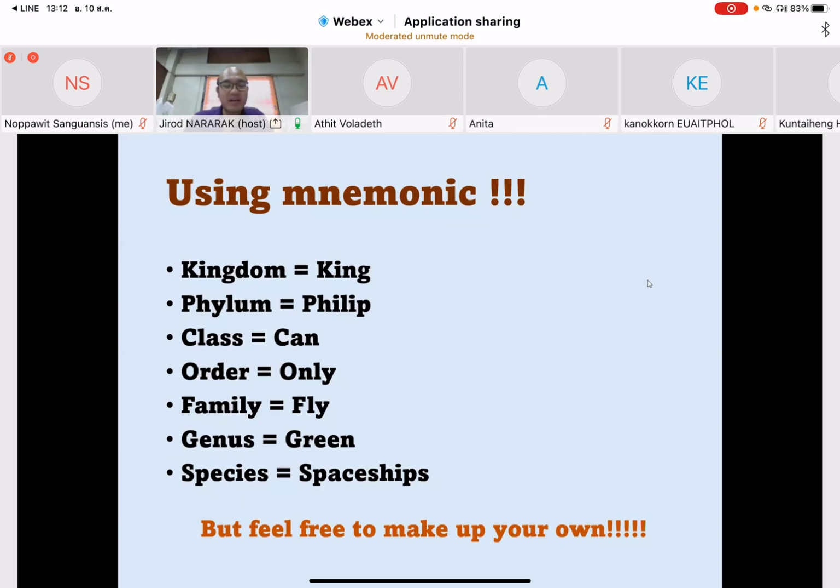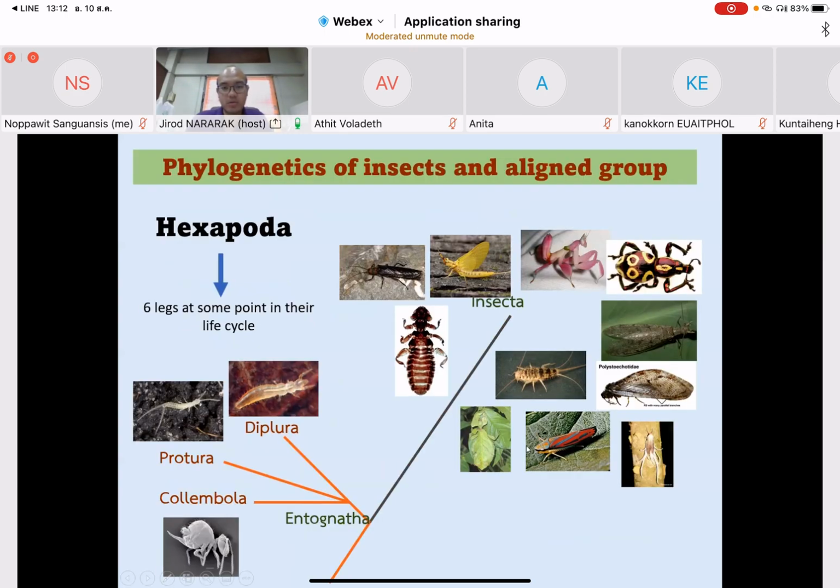So this is like an introduction about the taxonomy, just reminding you of some knowledge. And so now we go to the entomology order. Here I show you the phylogeny of insects and allied groups.